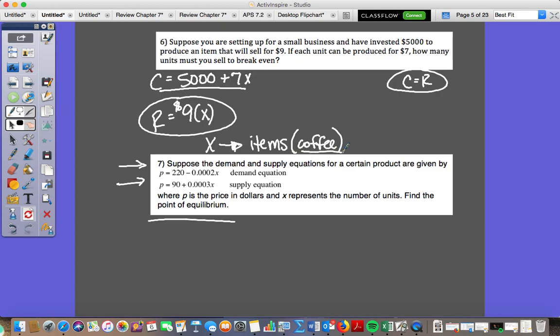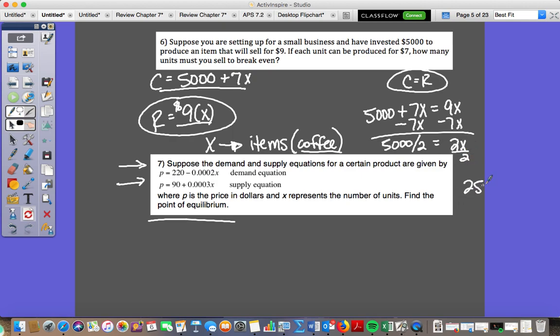So 5,000 plus 7x equals 9x. And so where does cost equal revenue? That would be my cost of 5,000 plus 7 for every coffee I sell, and that equals 9x for what I sell it for, or the revenue I bring in. So when I subtract 7x, some of you did this in your head, which is fine. I'd say I'm gaining $2 for every coffee I sell. I divide by 2, which states that I would have to sell 2,500 coffees to finally break even. And that's what we would state there.